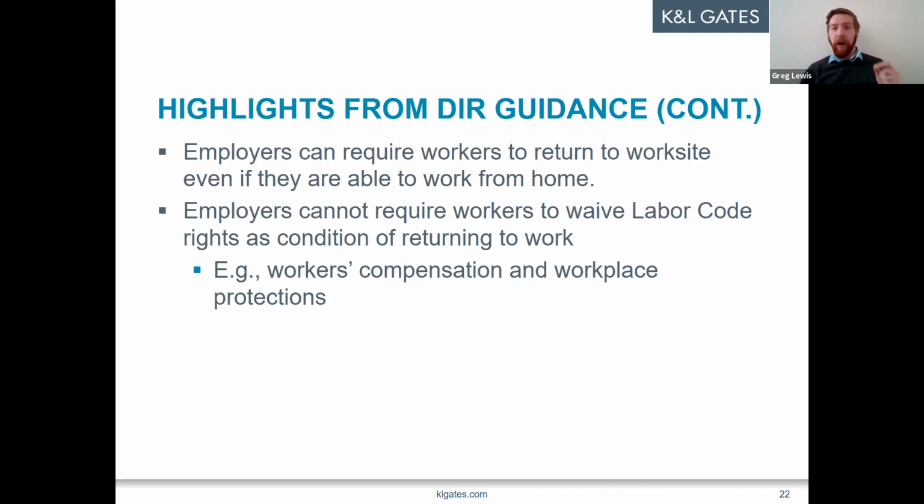Employers cannot require workers to waive labor code rights as a condition of returning to work. And we're going to touch on workers' compensation a little bit later because there's a new law in place that's very important. But basically, an employer cannot say, by returning to work, you can't hold us liable for having an unsafe workplace or for you contracting COVID while you're on the job.